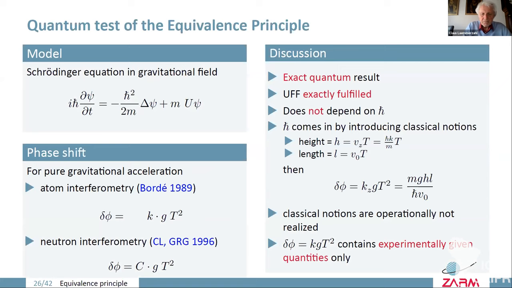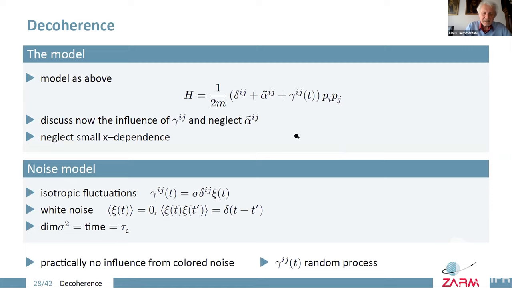Okay, I skipped this. One can also discuss the decoherence, which is encoded in the time-dependent part of this correction term. We neglect alpha here. This has already been discussed, just the fluctuating gamma ij. As you know, isotropic fluctuations, white noise, and the dimension of this sigma is a time constant.